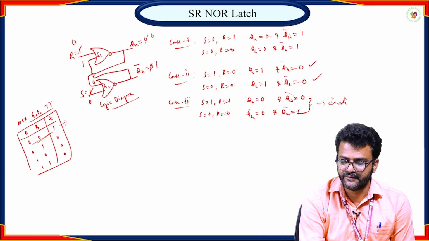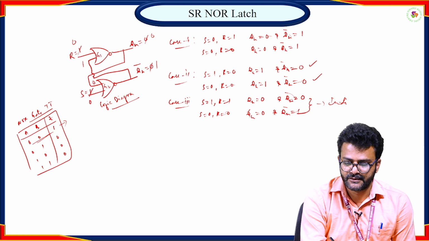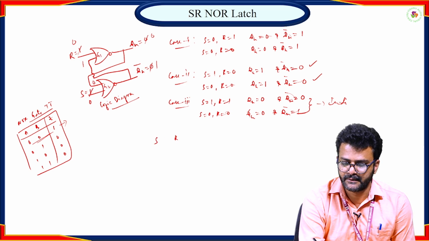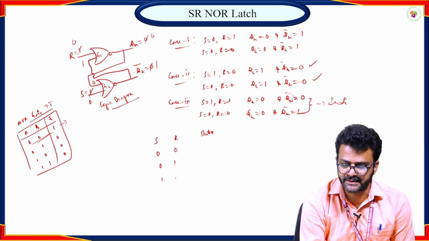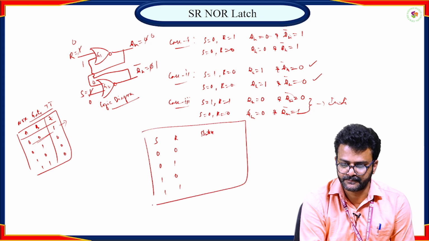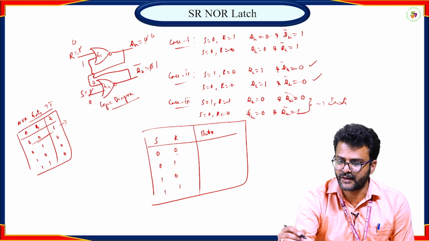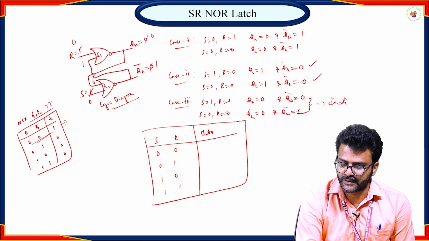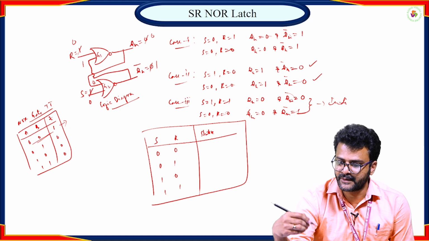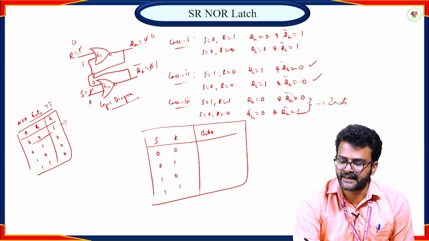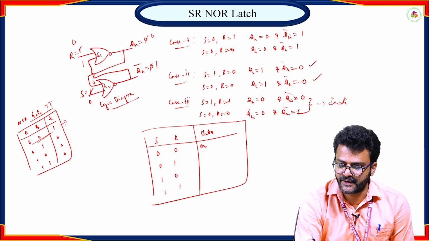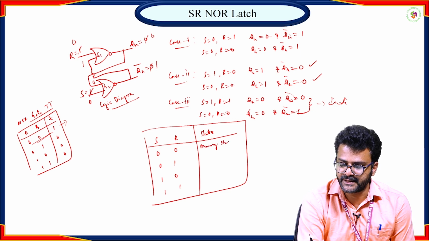So by using this, we are going to write the truth table. When S and R are the inputs, if we have two inputs, we are going to get 4 combinations: 0 0, 0 1, 1 0 and 1 1. Now if you observe the 0 0 state, it is acting as whatever the previous value we have, we are going to get that in the same state. So that's why we call it the memory state.